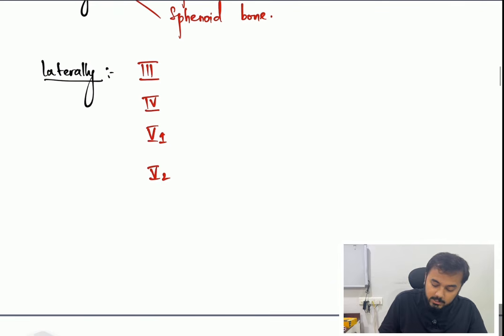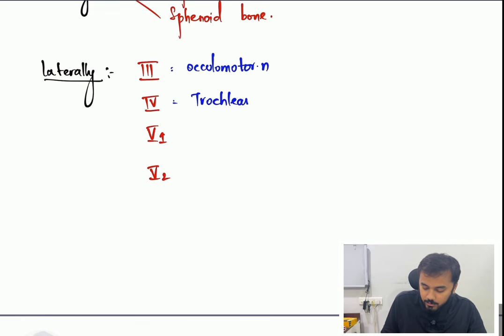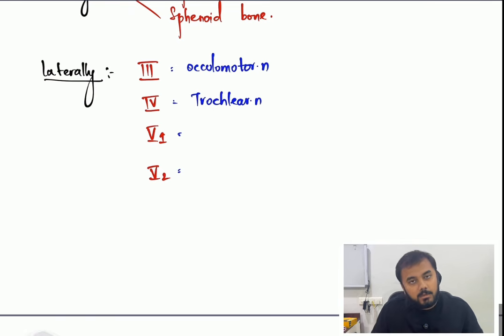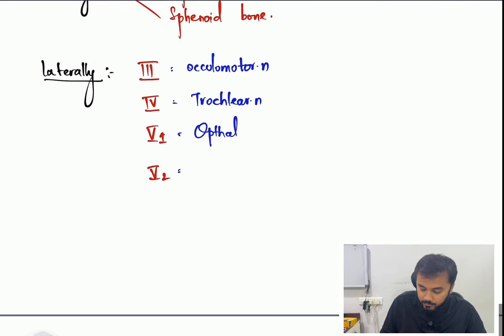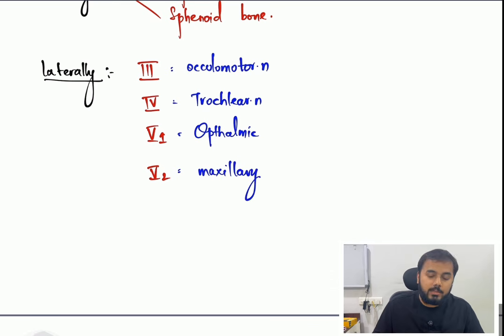Okay, so what are these structures? Let us write down. 3 is your oculomotor nerve. 4 is your trochlear nerve. And 5, and what are these two 5s? Trigeminal nerve. So trigeminal nerve, the first branch is your ophthalmic branch, and the second one is your maxillary branch. Okay, ophthalmic as well as your maxillary branch.